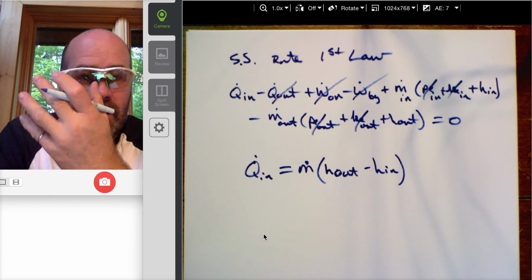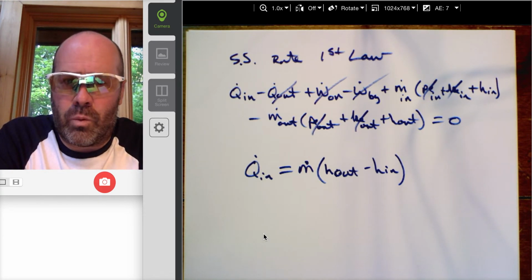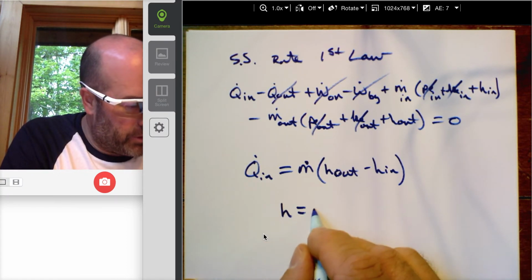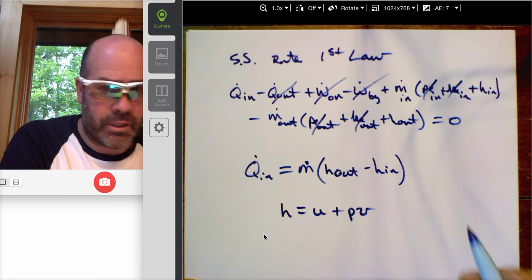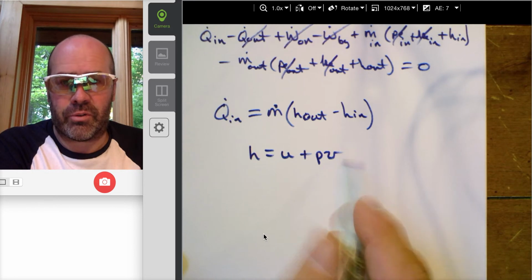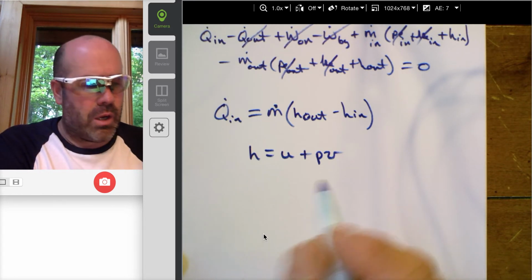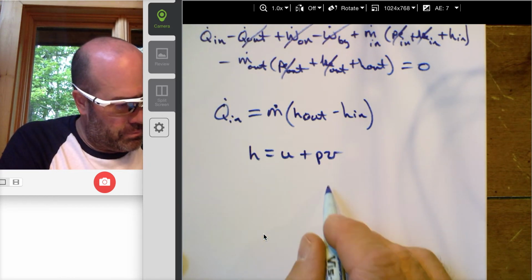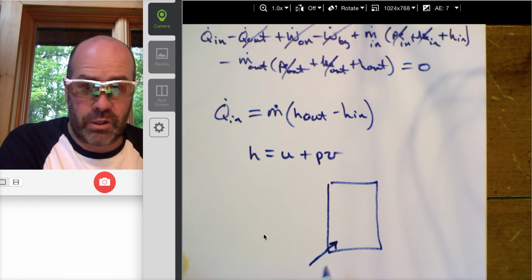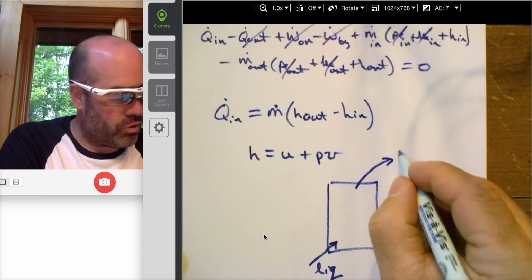It's worth remembering, yes, that is the equation for a boiler. But it's worth remembering what H is. Enthalpy is a convenient grouping of U plus PV: internal energy plus pressure times specific volume. When you have a boiler, you bring the water in, it's usually a liquid, and you take the steam out, it's usually a vapor.